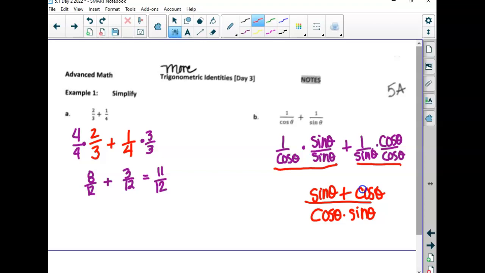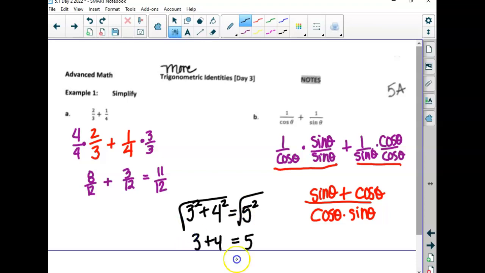A sine squared plus a cosine squared equals 1. But remember, we can't just square root. My favorite example of that here: 3 squared is 9, 4 squared is 16, 9 plus 16 is 25, which is 5 squared, right? Can you square root that? Is 3 plus 4 equal 5?